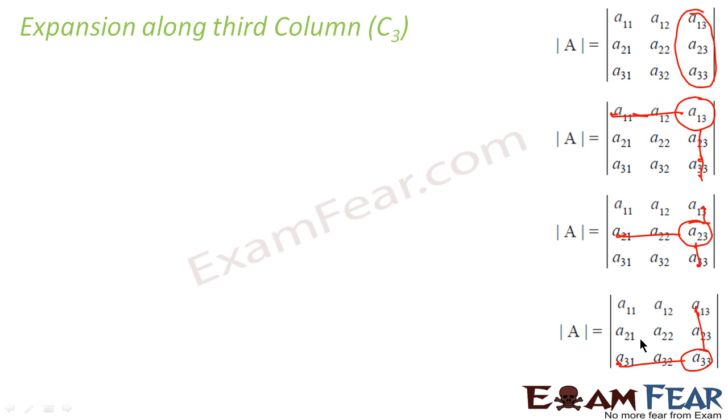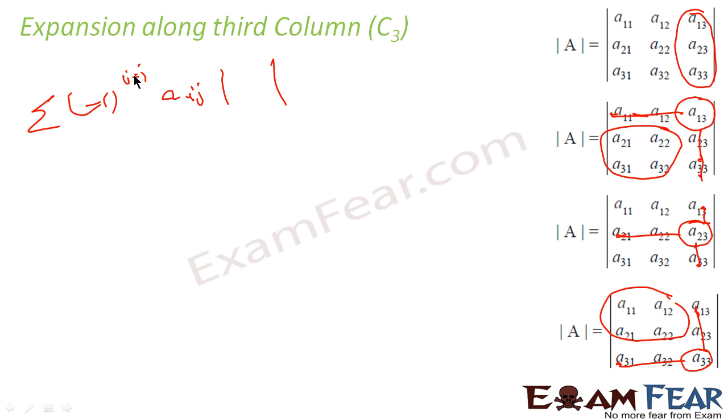Now in each and every case, you're getting a determinant like this. Correct? This is 2 by 2. Now same formula here: minus 1 to the power i plus j, a_ij, and the determinant. You add all these and you get the value.